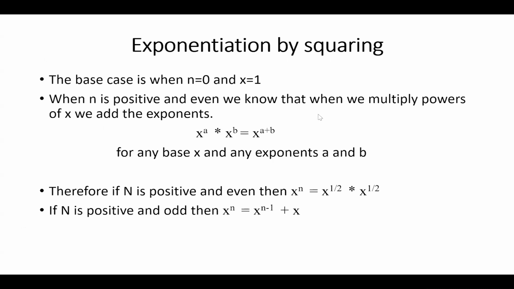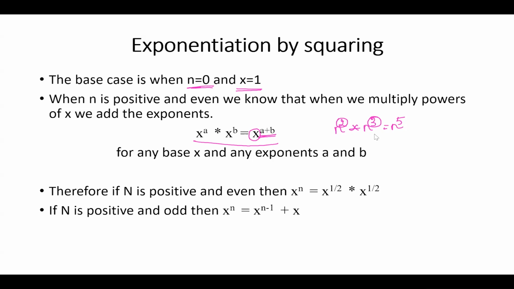Let us first understand the base case when n is equal to 0 and x is equal to 1. When n is positive and even, we know that when we multiply powers of x, we add the exponents. This is the very basic idea. Whenever we have x to the power a and x to the power b, and we multiply them, this will produce x to the power a plus b. For example, if I have n square into n cube, this is nothing but n to the power 5. So we always add the powers whenever we have the same base.